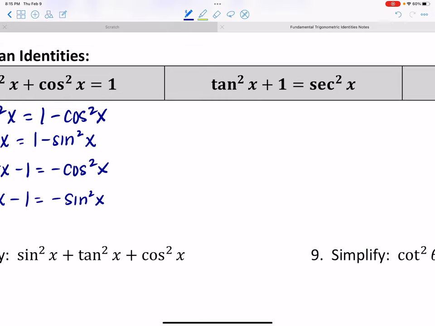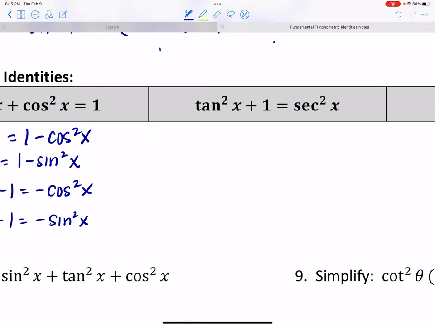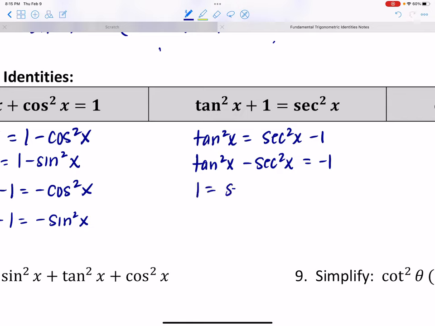So again, some alternative forms. I could say tangent squared x is equal to secant squared x minus 1, or I could say tangent squared x minus secant squared x is equal to negative 1. Or I could say, what else? Maybe I can leave the 1 where it is and subtract over the tangent squared. I'm trying to think, how else can I manipulate this?